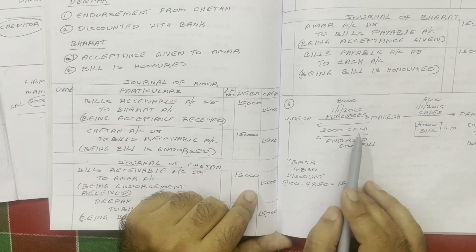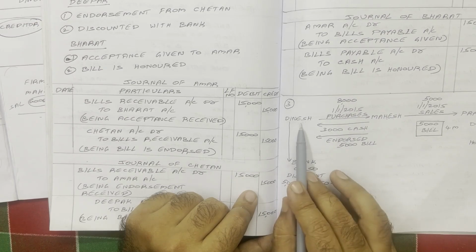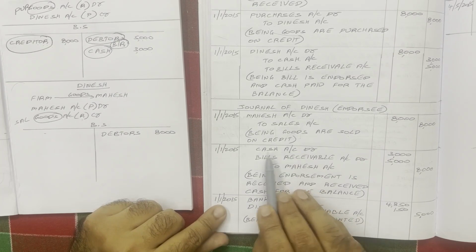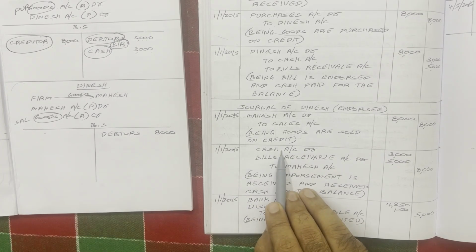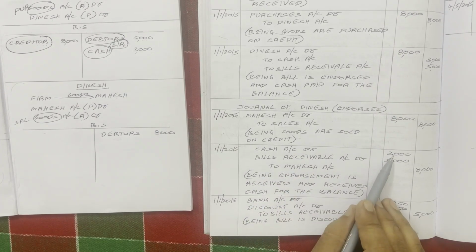Next, what happened? From Mahesh, cash 3,000 and an endorsed bill worth 5,000 is coming. For that, we have to write the second entry. Cash is coming to us. So cash account is a real account. Real account rule: debit what comes in, credit what goes out. As cash is coming, debit cash account with 3,000 rupees.